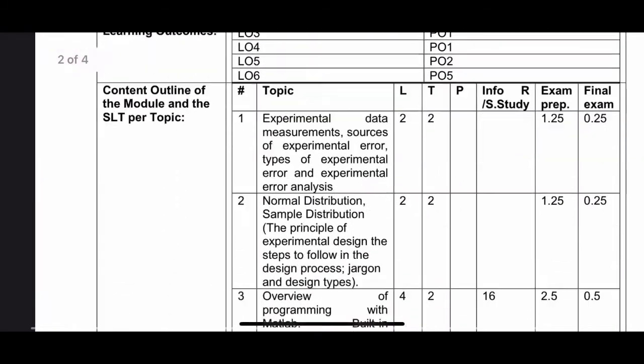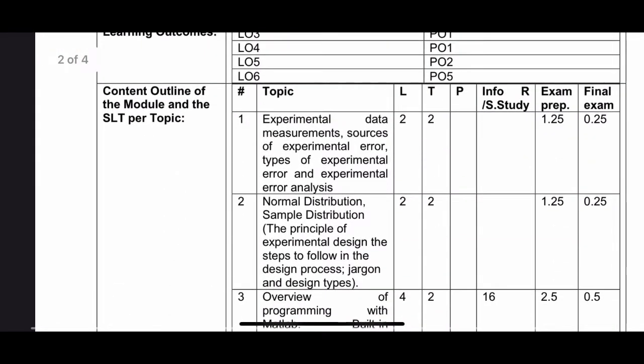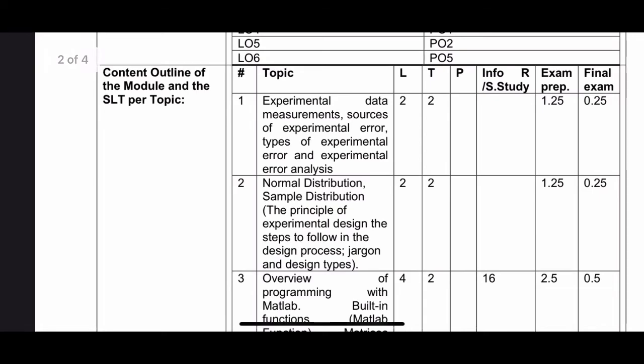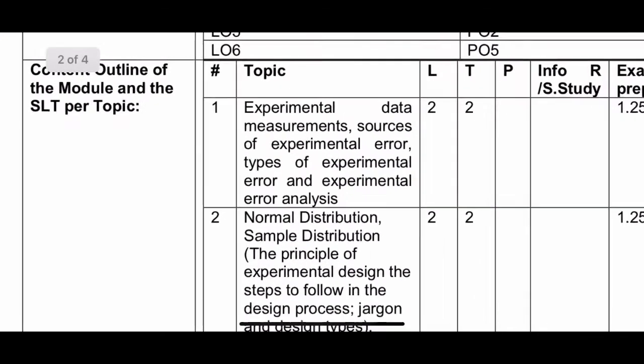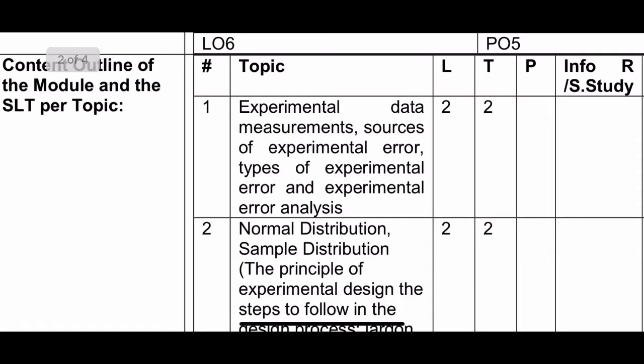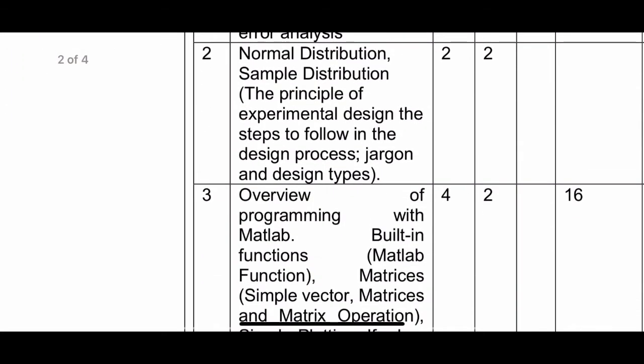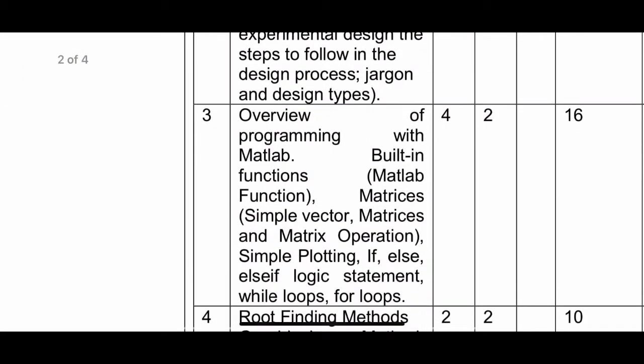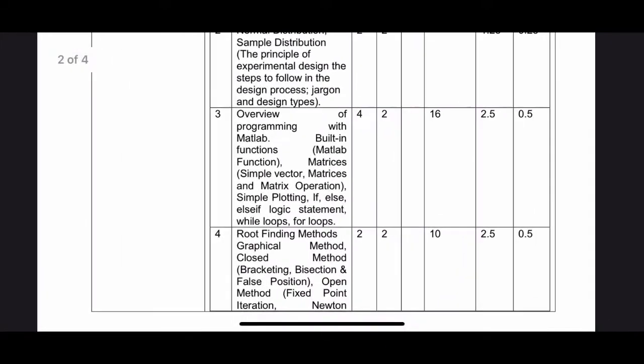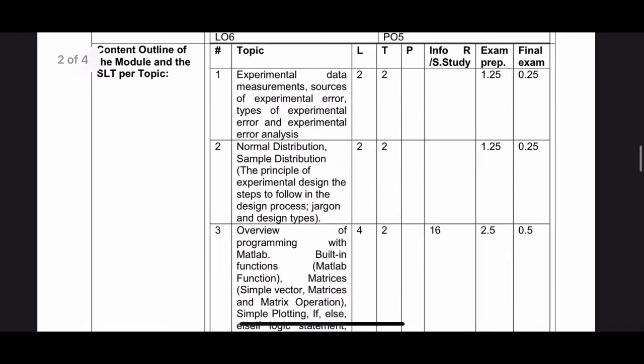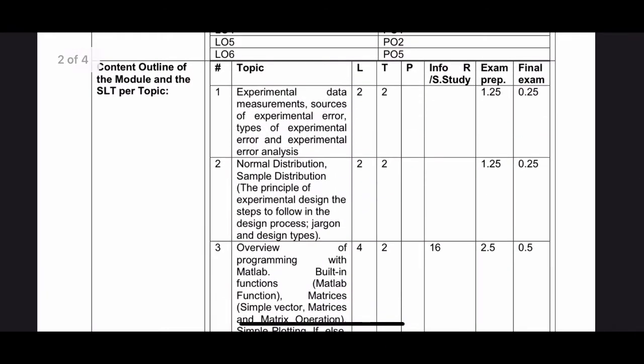Now, these are the content outlines. You can see here we have number 1, which is experimental data measurement sources, and so on. Number 2, the normal distribution. Number 3, the overview of programming with MATLAB. Now, this content outline was created when there was no, let's say, COVID issue.